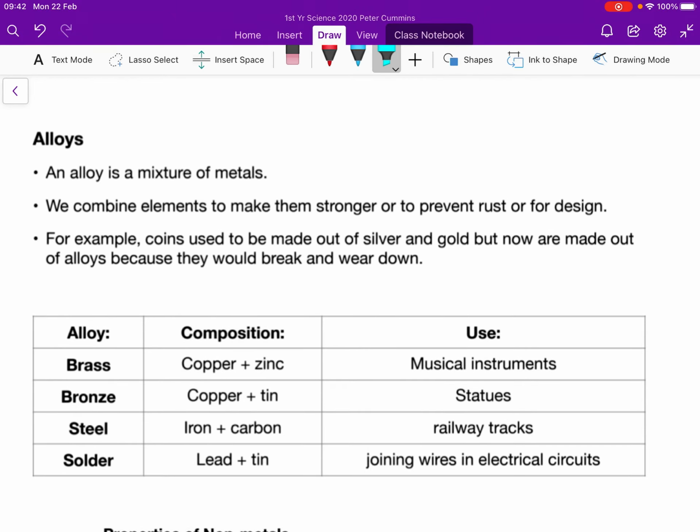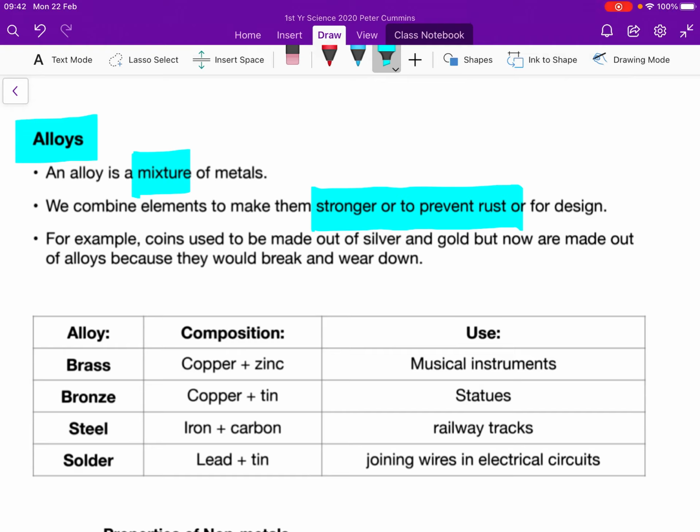This is when we take one metal and we stick it into 1 or 2 other metals. So what we end up with is a mixture of metals. So an alloy is a mixture of metals. And we do that because if a metal is not strong, you want it to be really, really strong, or you don't want it to rust. So stronger to prevent rust. We can get 2 metals, mix them together, and you make something that's much stronger or that won't rust.